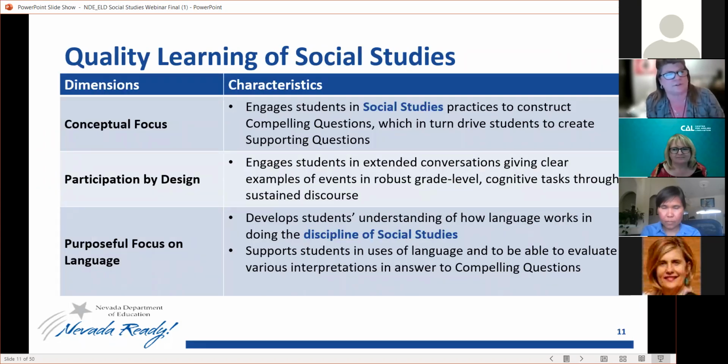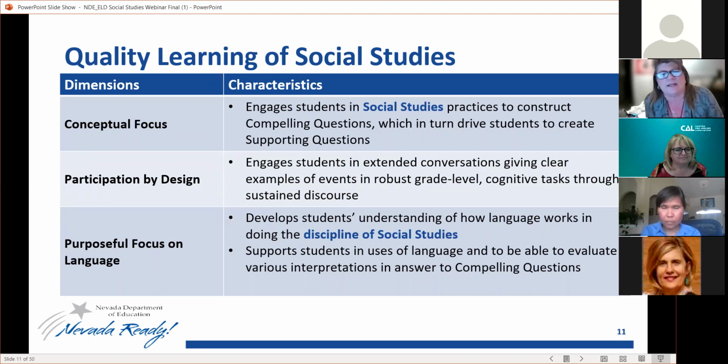Quality learning of social studies. We have 3 dimensions we're going to focus on today. We've got the conceptual focus, which is engaging our students. Today, we're going to take a look at the first principle of social studies. There are 6, and principle number 1 is creating compelling questions, and principle or practice number 2 is supporting questions. They go hand in hand. And in this lesson, we really want to show you the difference between the compelling question and the supporting question.